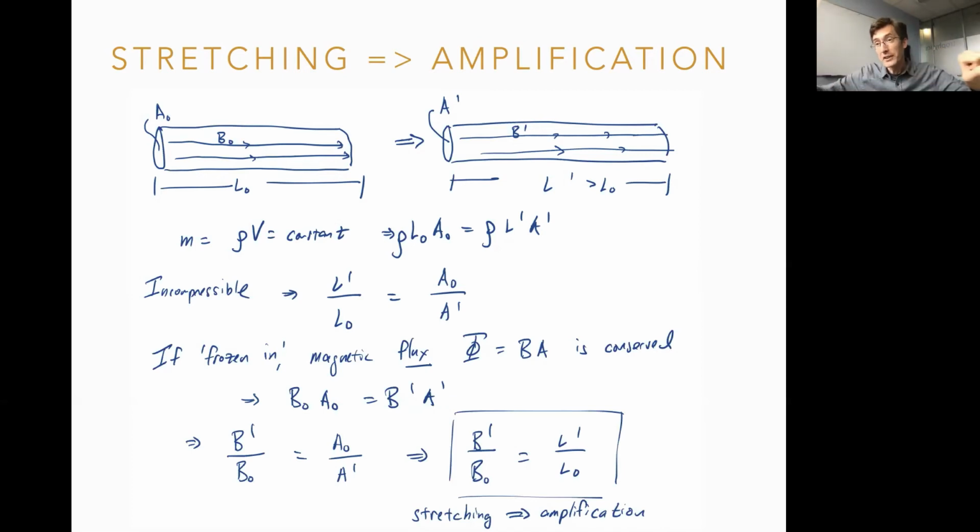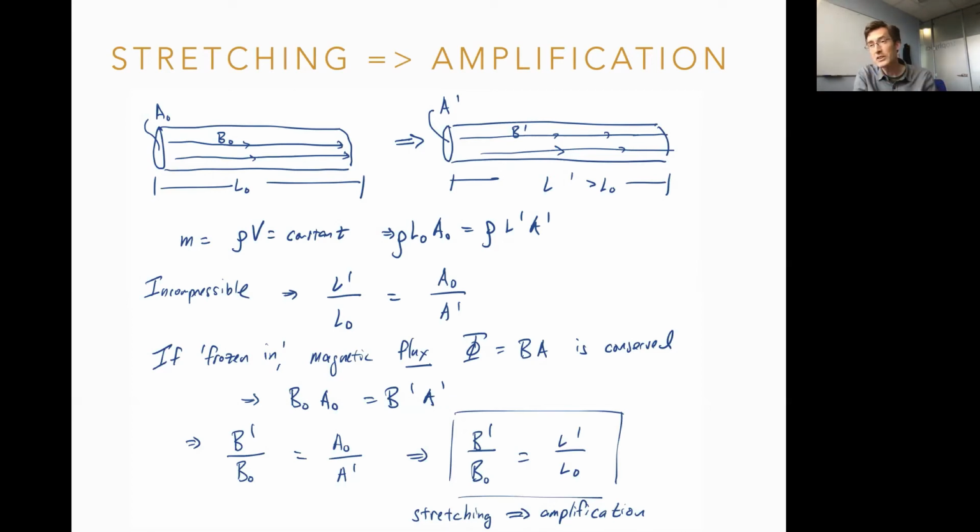And I imagine stretching it. Fine. So if the fluid, and again, we're imagining that the field lines are frozen into the fluid, so what the fluid does, the field has to do too. So the mass is constant, so that tells us that rho V is constant. So rho L naught A naught has to equal rho L prime A prime, where the naughts denote the initial state and primes denote the perturbed state, the stretched state.